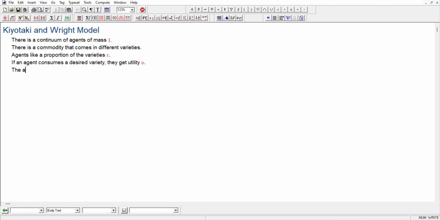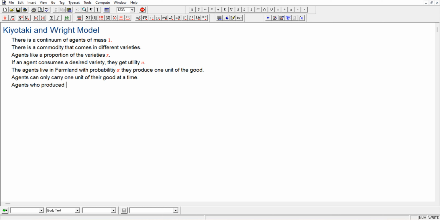Now, the agents live in a place I'm going to call farmland. And while they're in farmland, with probability alpha, they produce 1 unit of the good that they produce. And it's important in this model that agents can only carry 1 unit of their good, or of anything else actually, at a time. Now, an agent who has successfully produced can go to try and meet other agents to a place I'm going to call the market town.